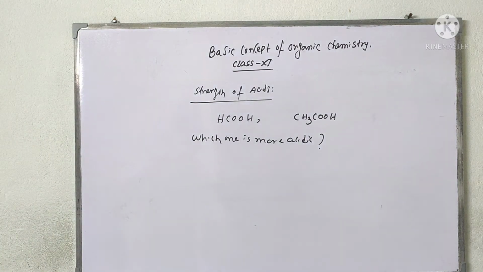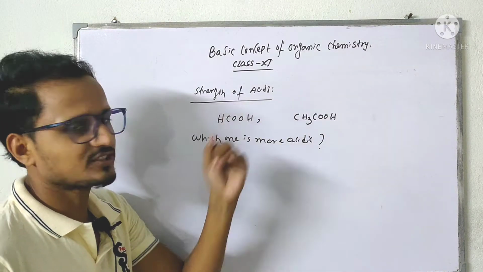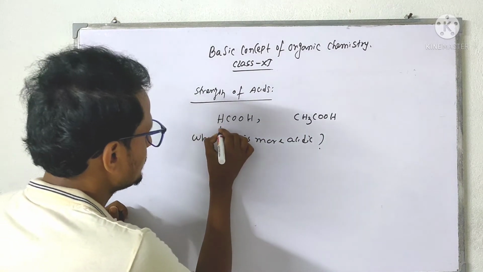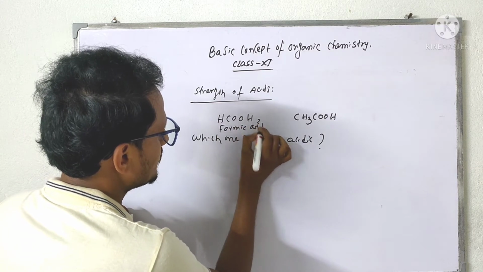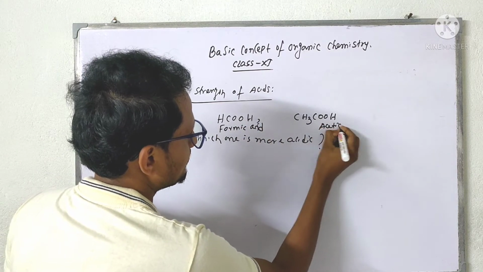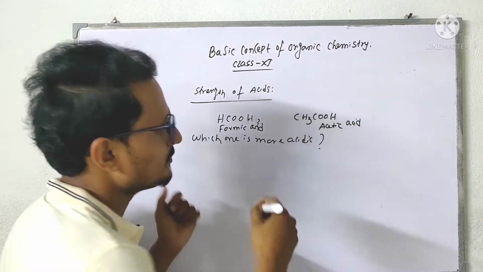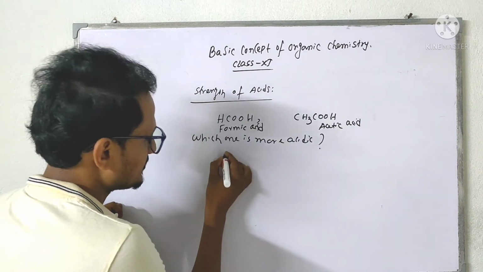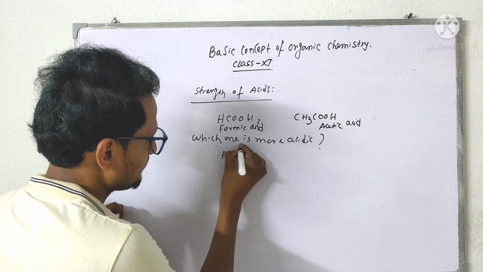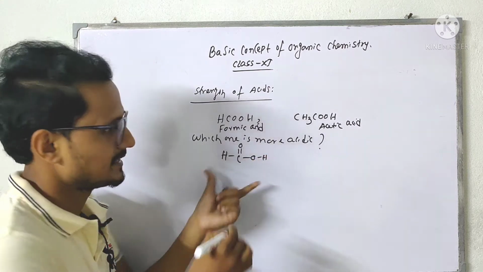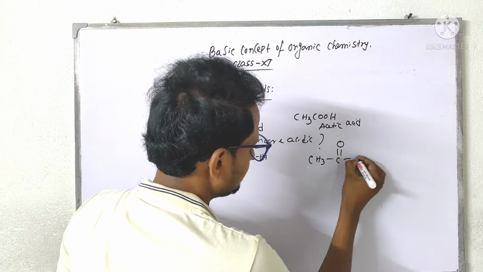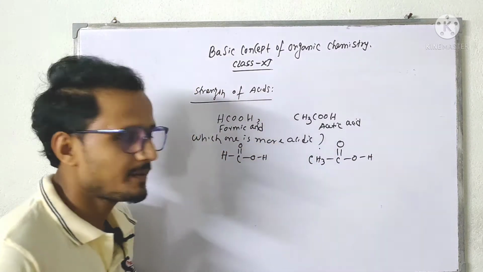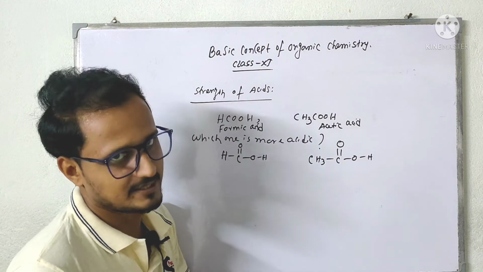Okay, so what we will do, we will expand the structure of formic acid. This one is formic acid and this one is acetic acid. Now between these two, which one is more acidic? So let's expand the structure. HCOOH is this one and CH3COOH is this one. Okay, now which one is more acidic?